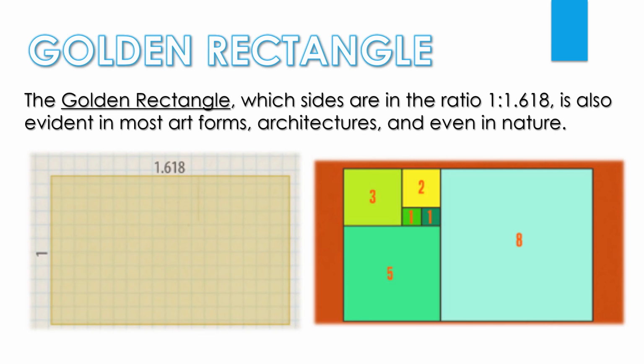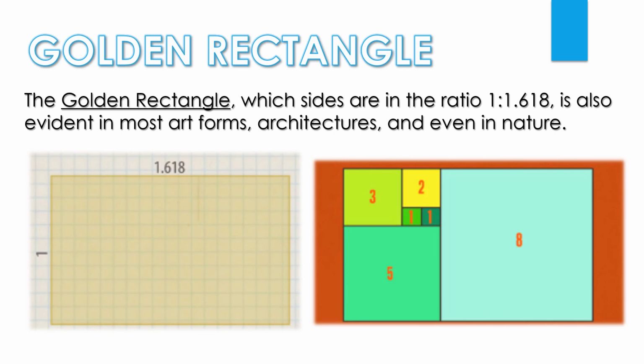Sabi dito, golden rectangle, which side are the ratio of 1 is to 1.618. So, it is also evident in most art forms, architectures, and even in nature. So, ito yung golden rectangle.